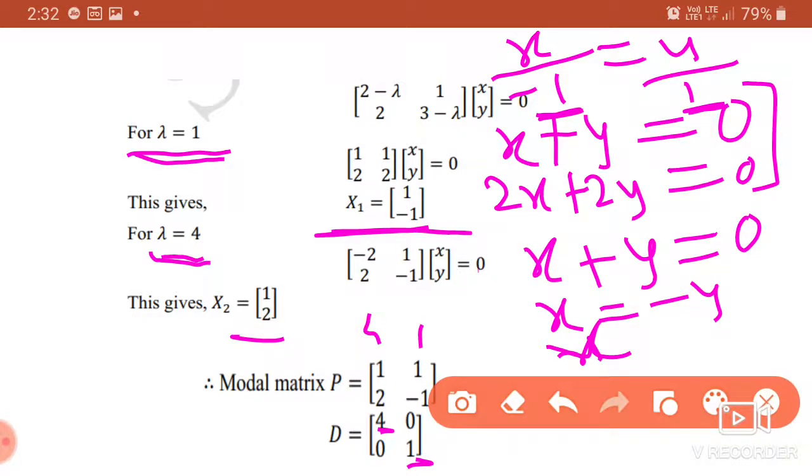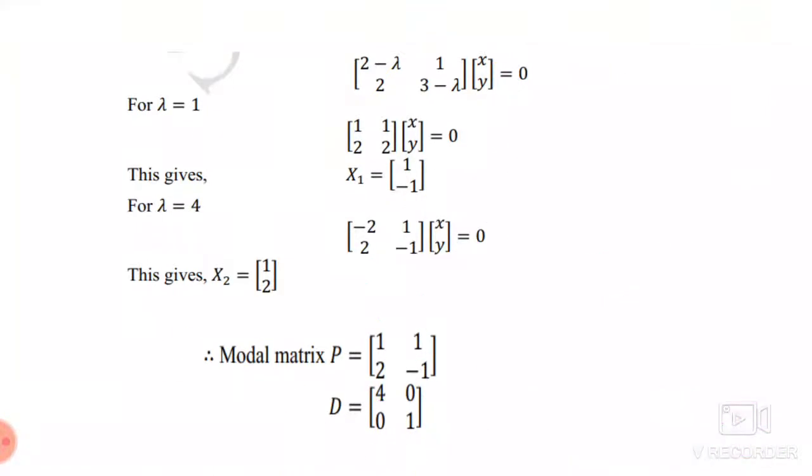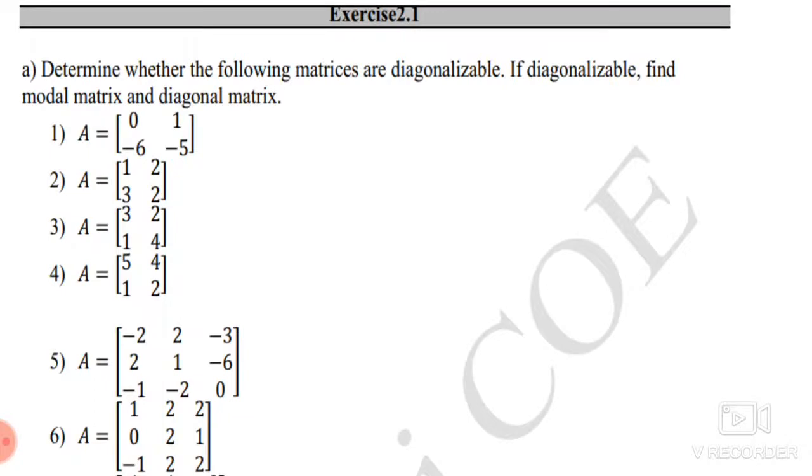In this way we will get the model matrix as well as the diagonal matrix if the eigenvalues are different. If eigenvalues are the same, then you have to find the geometric multiplicity and algebraic multiplicity to check diagonalization. These are some examples you can try at home and find whether a matrix is diagonalizable or not. If diagonalizable, then find its model matrix and diagonal matrix. Otherwise you can stop there and directly write that the matrix is not diagonalizable.